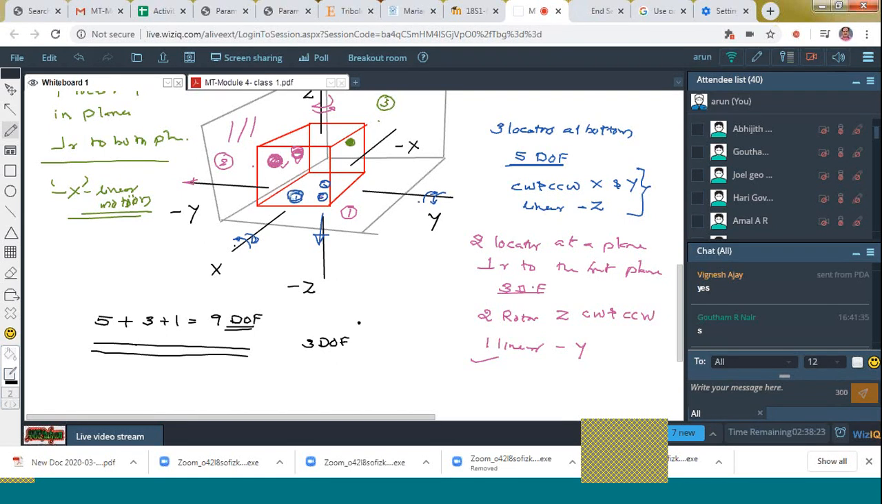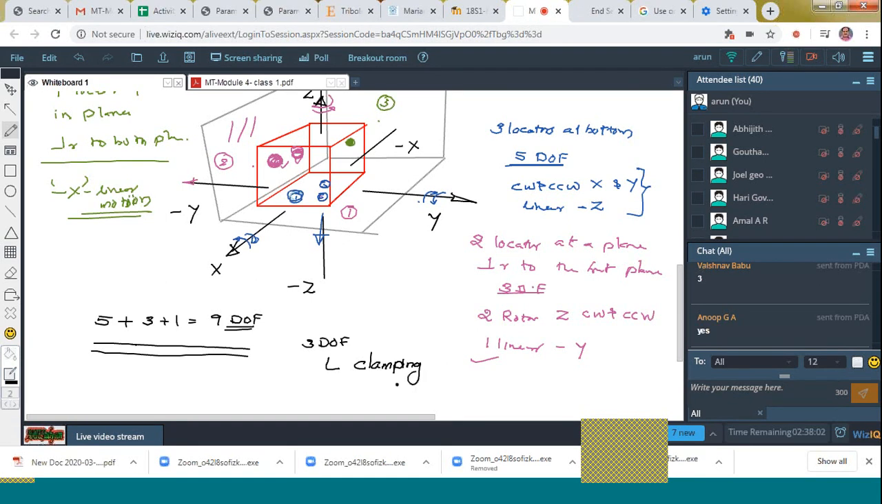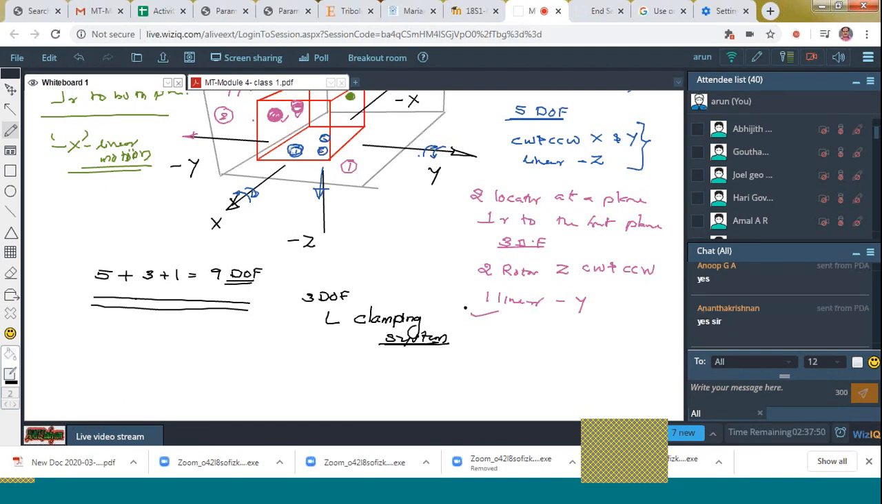Which are they? Now also it is free to move along positive x, positive y, and positive z. It is free. Agreed? That should be locked by means of a proper clamping system. So 9 degrees of freedom can be arrested by means of the 3-2-1 principle. Agreed? And the remaining 3 degrees of freedom will be arrested by means of what? A clamping system. Up to this clear?